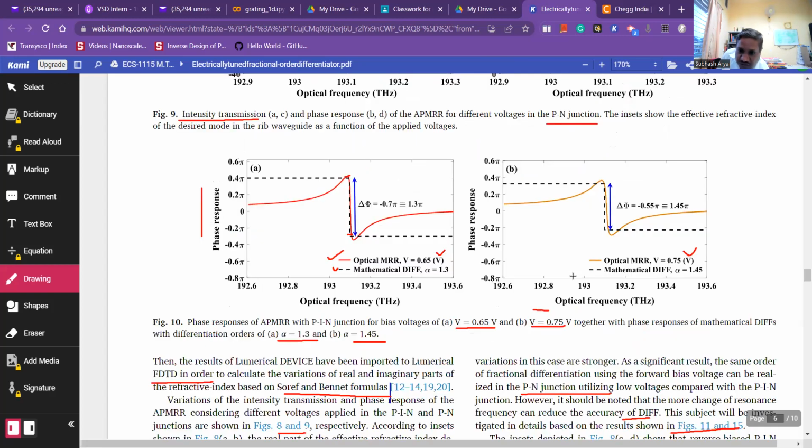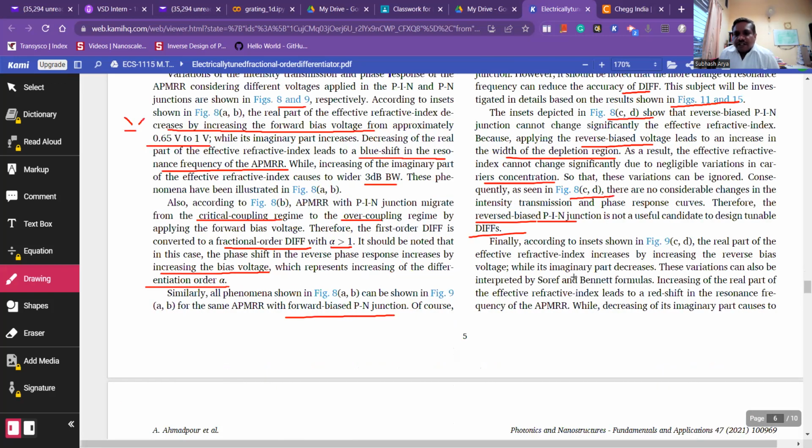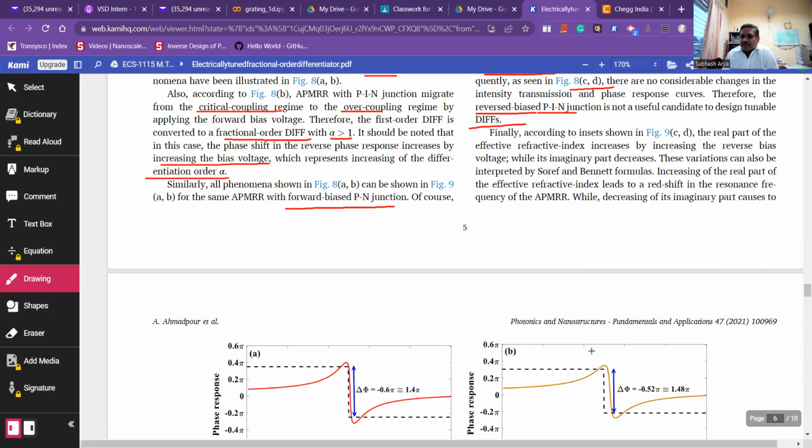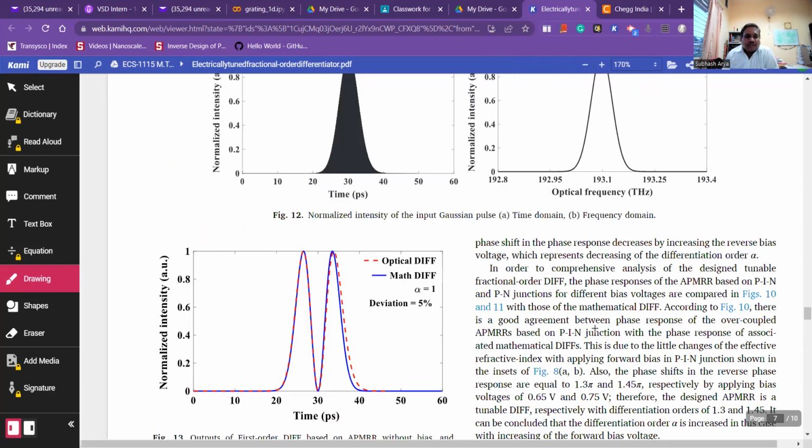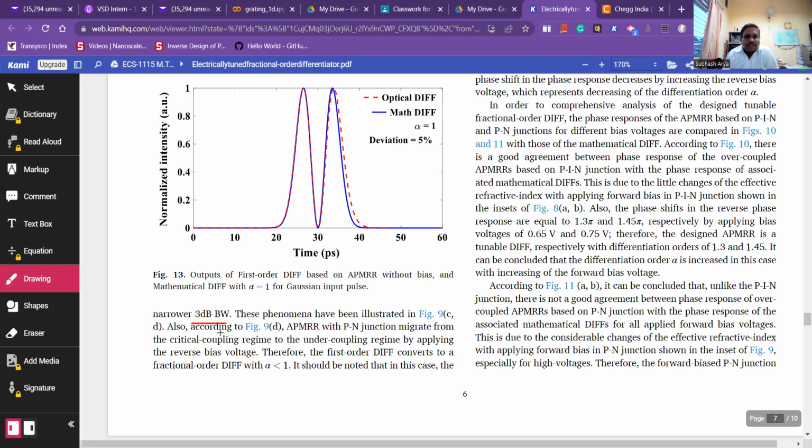So moving ahead, finally, according to the results shown in figure 9CD, the real part of the effective refractive index increases by increasing the reverse bias voltage, while its imaginary part decreases. This variation can also be interpreted by the Soref and Bennett formula. Increasing the real part of the effective refractive index leads to a red shift in the resonance frequency of the APMRR, while decreasing of its imaginary part causes a narrower 3 dB bandwidth. These phenomena have been illustrated in figure 9C.